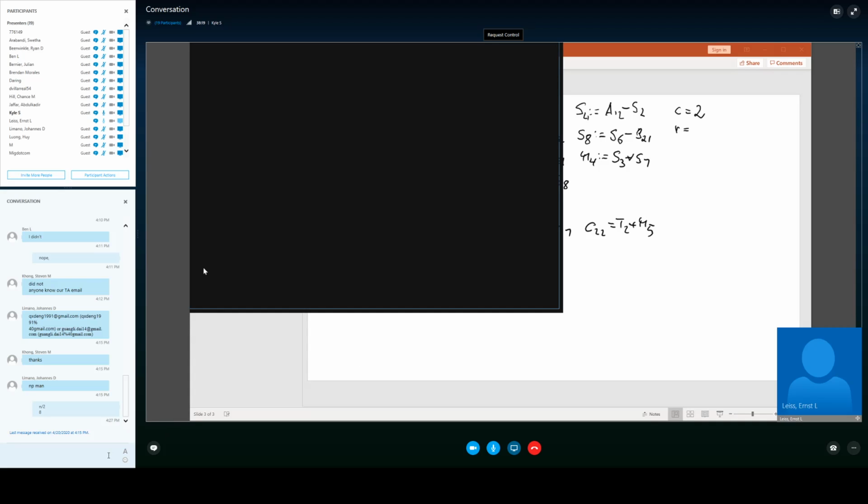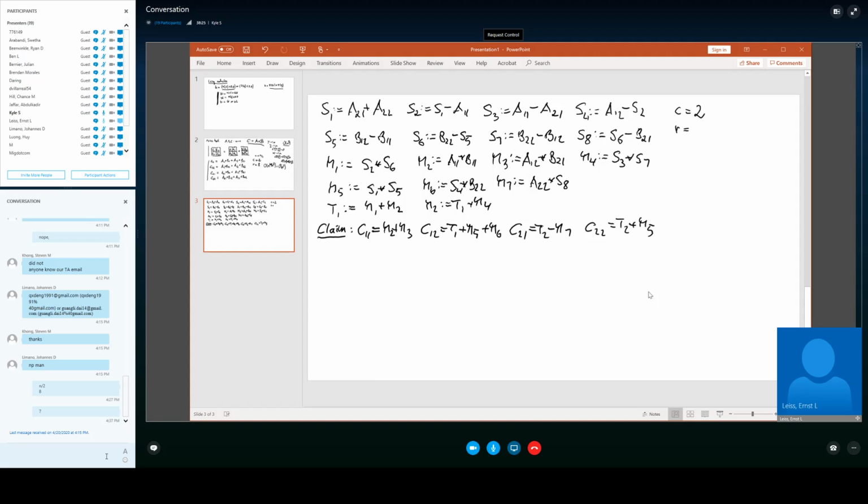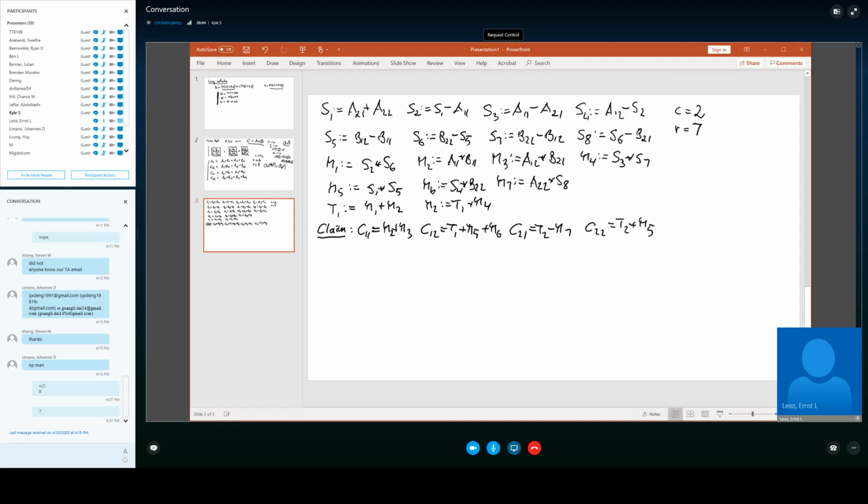Nobody? Yep, 7. We have 1, 2, 3, 4, 5, 6, 7. So R is 7, which of course is a very different story from what we had before, where R was 8. So what does that mean? The complexity of the algorithm then is n to the power of log base 2, which is C, of R, which is 7, which is approximately n to the power of 2.81.